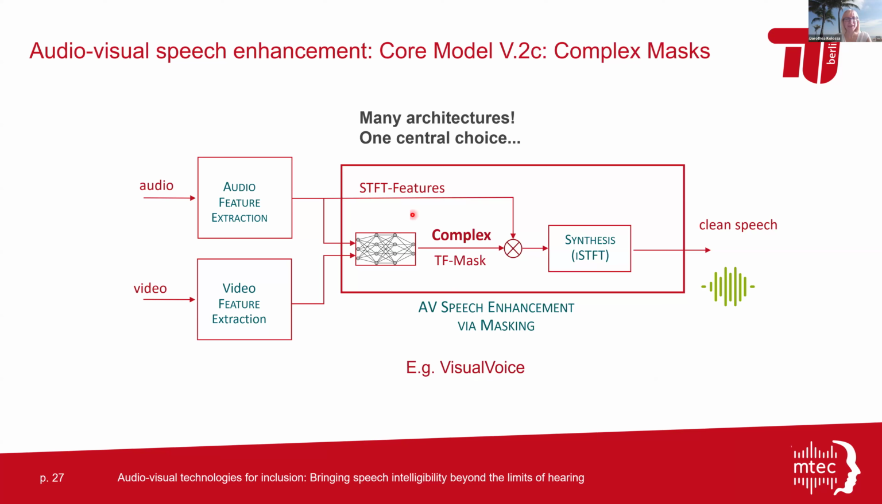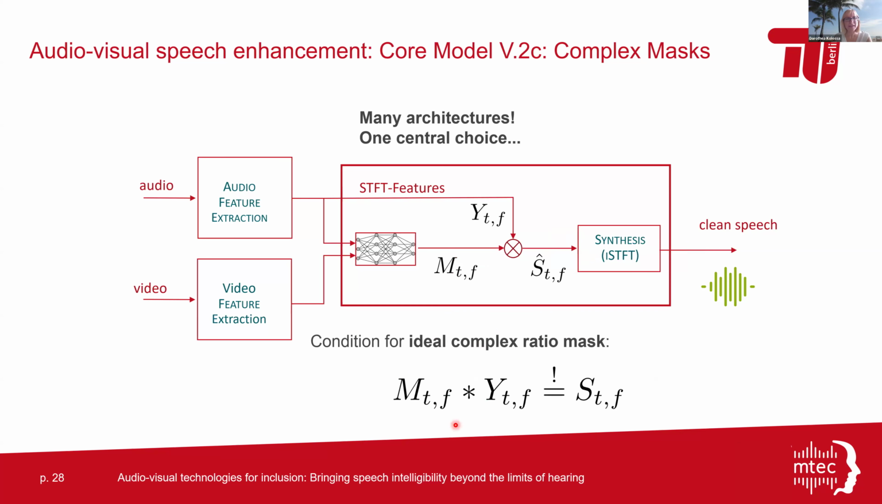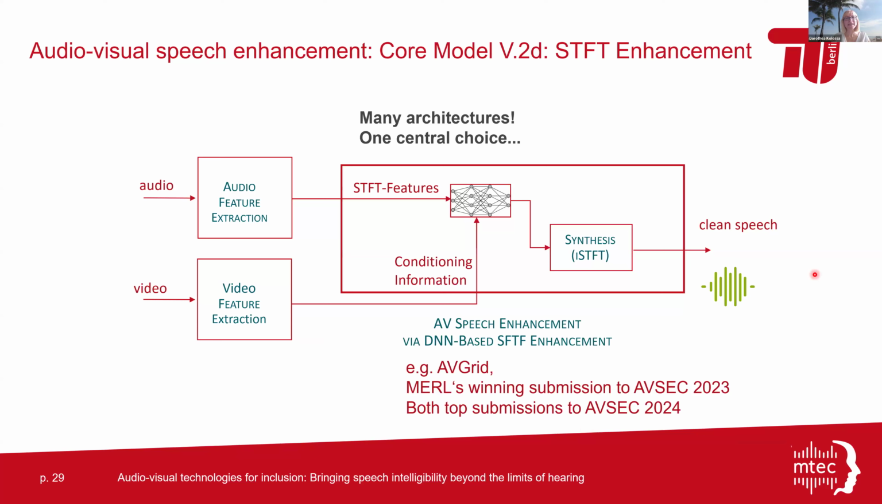Or even more interesting, and now this is the technology that underlies visual voice, you could use a complex valued time frequency mask. So you multiply the STFT features with a complex valued mask, your DNN becomes a complex valued regression model still, and your multiplication of the complex valued spectrum that you observe with the mask should become as close as possible to the clean speech spectrum. So those are typical approaches that you see, but more recently in the STFT domain, what's become, I would say, the typical winner of challenges.